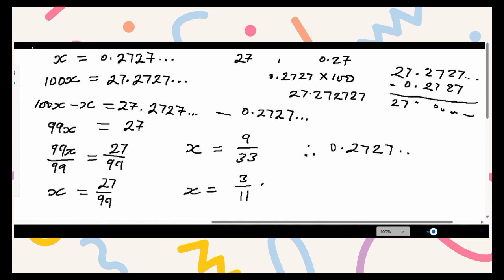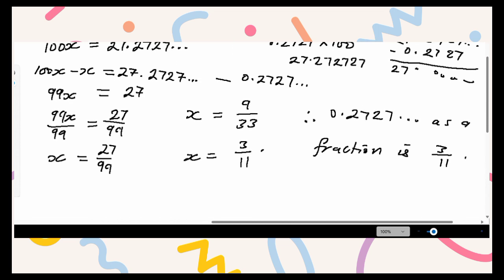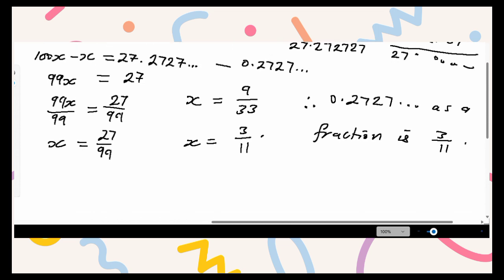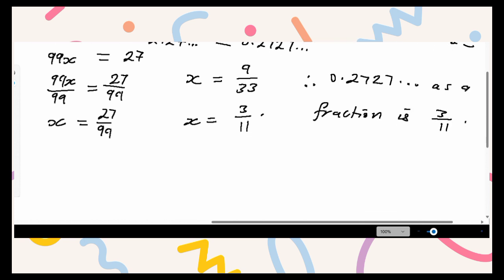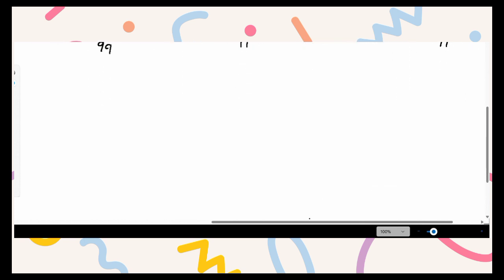0.2727 repeating as a fraction is 3/11. Okay, so we're done with question number 2. Let's go to question number 3. Question number 3.